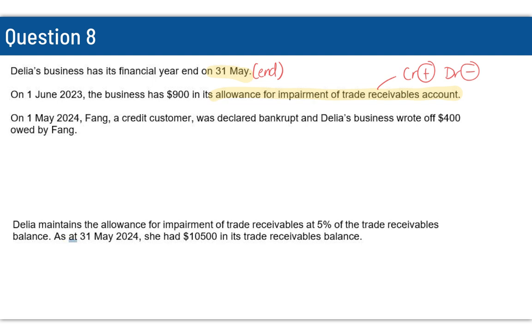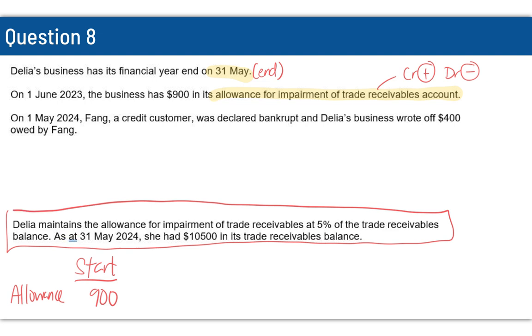Okay. So since you have 900 in your allowance, you can draw a timeline where you have the start, where your allowance starts from $900. Okay, you can skip the bankruptcy. Just bear in mind in your head that there's a bankruptcy that you need to adjust for later on, and go straight to the end. All right, find out what is the ending of the story.